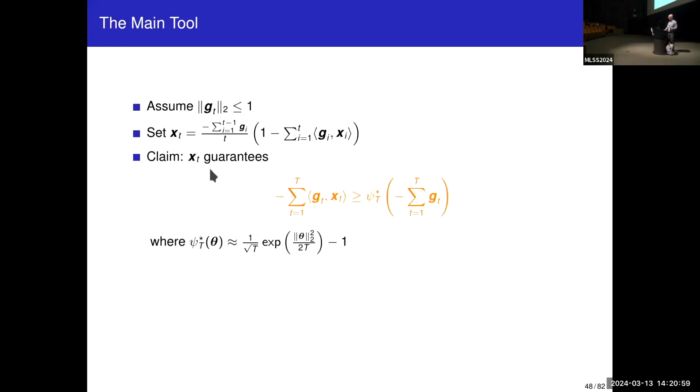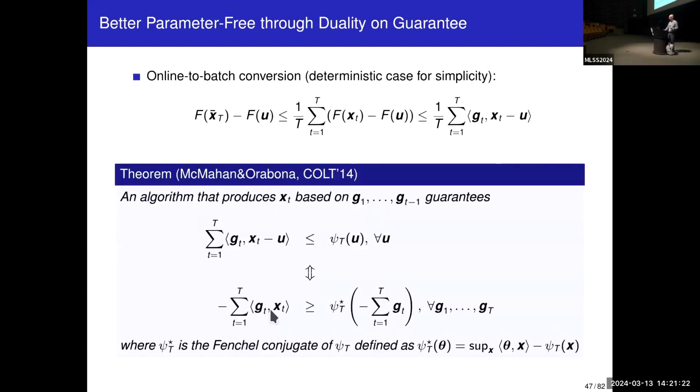Now, I claim that this algorithm guarantees you that minus the sum of g_t x_t is bigger than some function psi star of minus the sum of the gradients, for any sequence of gradients. And what is this particular psi star? This particular psi star has more or less this shape, okay? Now, let me go back to the previous slide. If you show this, now automatically you show that this is less than the Fenchel conjugate of the function. And then you plug it back here, you get your convergence rate, just divide everything by capital T.